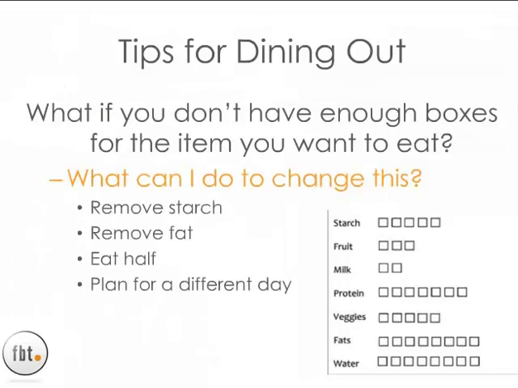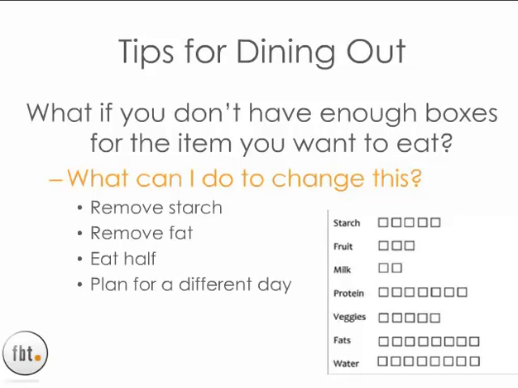One last tip for using food labels when dining out. It's not uncommon for some of your favorite restaurant foods to be very high in starch, protein, and fat. A typical restaurant portion is 2.5 times the amount that you should be eating. So naturally, if you're looking at the nutrition facts online for those kinds of meals, they're going to reflect those higher numbers. So what if you don't have enough boxes for the item or the meal that you want to eat? You will need to find a way to change it in some way. The question I want you to ask yourself is, what can I do to change this, to make it fit within the boxes that I have allowed?